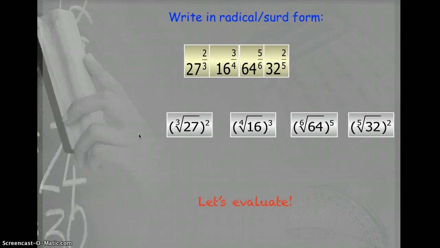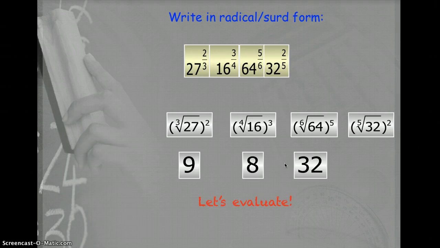Now, let's extend it by evaluating the value. The cube root of 27 is 3. Then square it, you have 9. Fourth root of 16 is 2. Raise 2 to the third power is 8. The sixth root of 64 is 2. Raise 2 to the fifth power, it's 32. And then the fifth root of 32 is 2. Raised to the second power is 4.